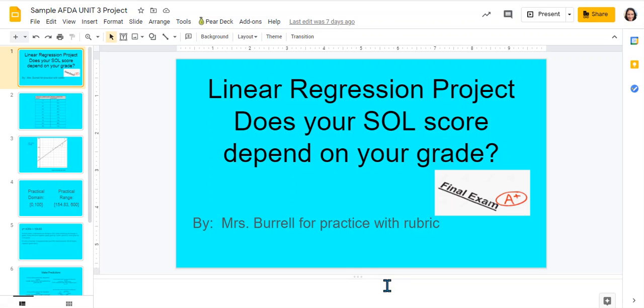In my sample project, I had a theory that a student's SOL score was related to the grade that they were earning in a class. And so that was the title of mine. For yours, you might decide to survey people the same as I did and see if one number depends on the other. Or you might find a data set online where something has been changing over time. And if you need help figuring out how to do your data set, please talk to your teacher.